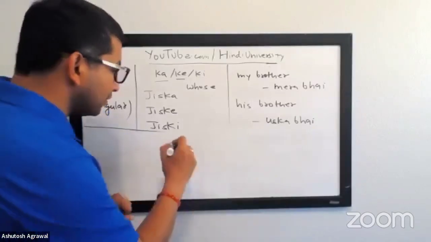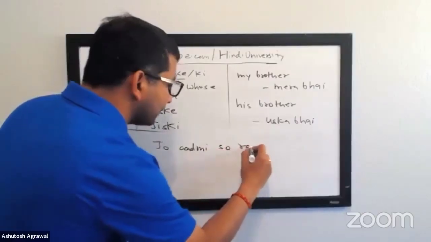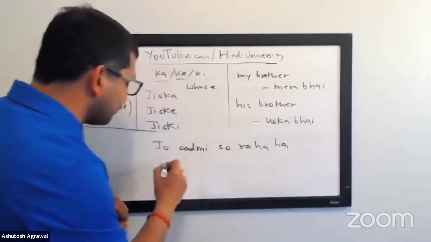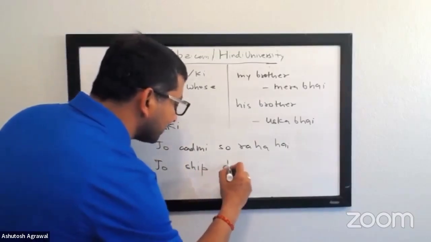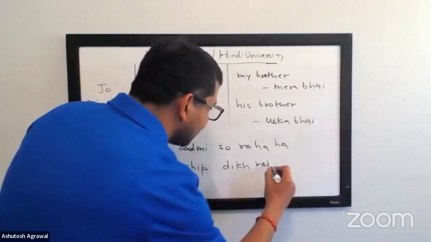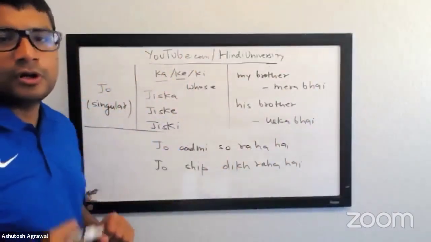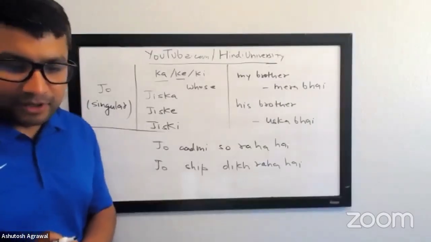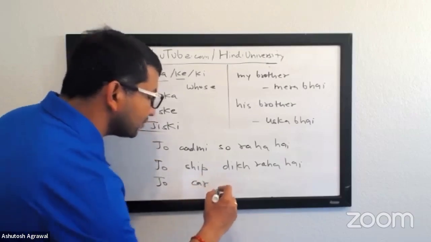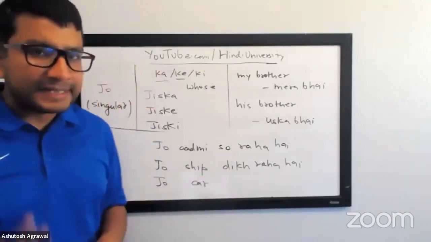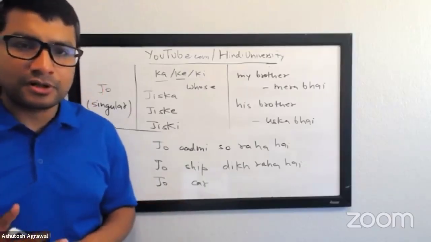Just focus on जो आदमी सो रहा है. Okay, जो आदमी सो रहा है, जो फ्लाइट, और जो शिप दिख रहा है, जो शिप दिख रहा है, like the ship that we can see, वो बॉल्टिमोर जा रहा है. Okay, और जो कार स्पीड कर रही है. So just keep making sentences starting with jo. So at least you get used to that part.